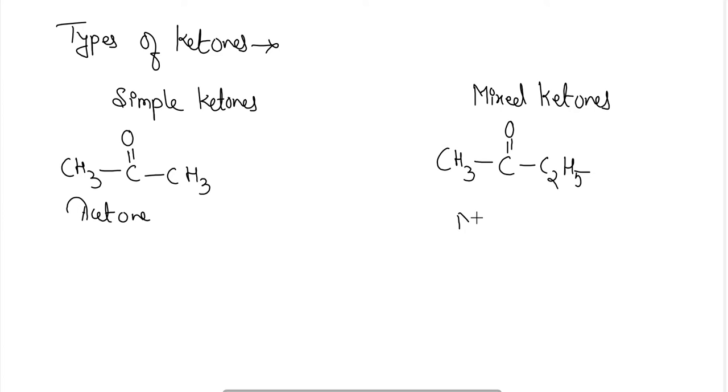Here the long chain will be considered as the main chain, and the numbering of the compound will start 1, 2, 3, 4. So the name of this compound will be 1-methyl propane-2-one.